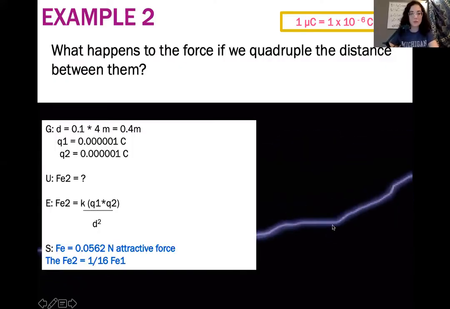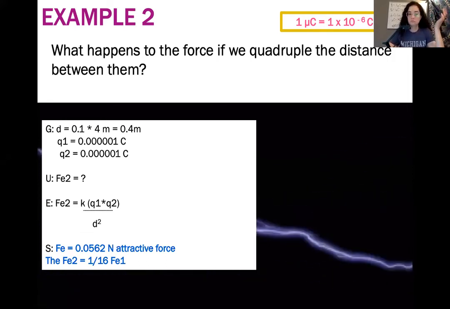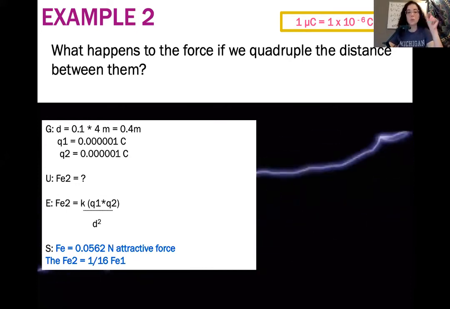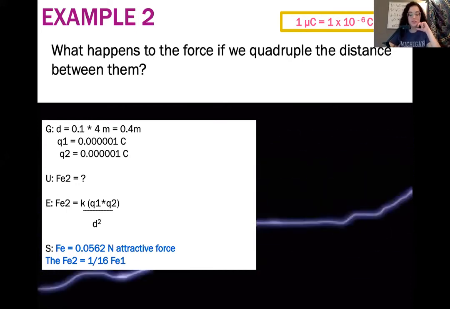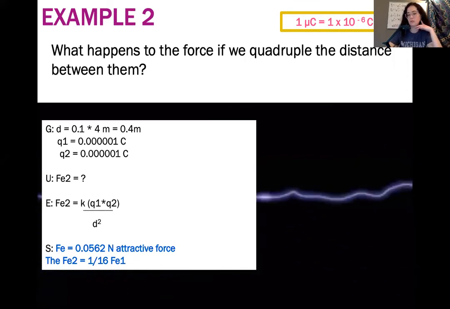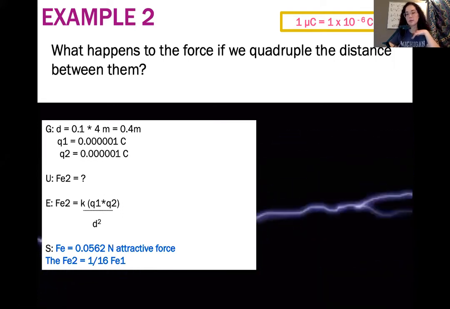Okay, going back to our PowerPoint, 0.0562 newtons is the same force that we got. For reference, that is 1/16 the electrostatic force from problem 1. Why do you think it's 1/16? Jot that down. That might be a question on your exit ticket.